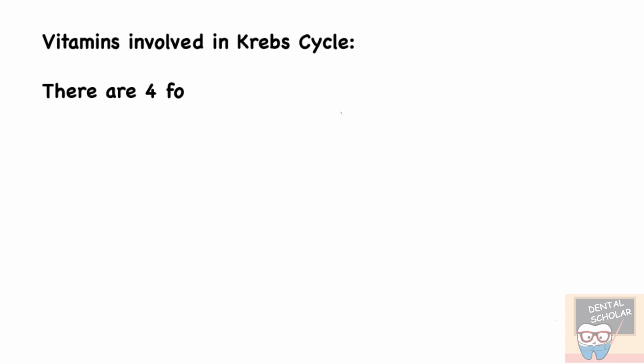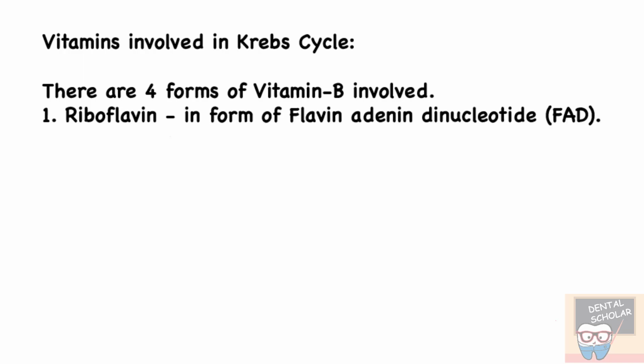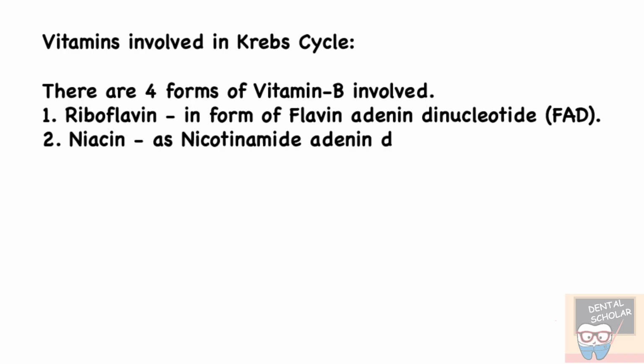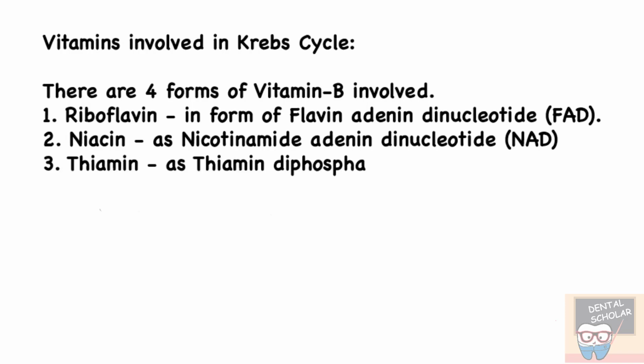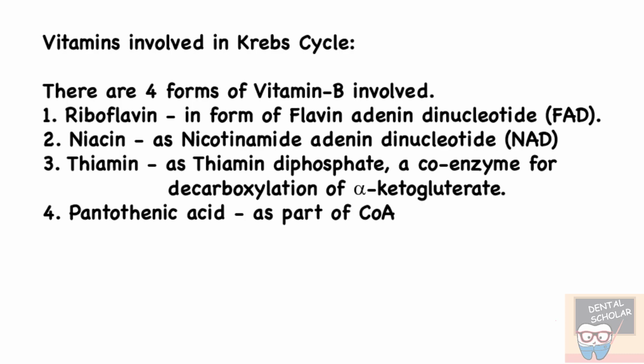There are 4 forms of vitamin B involved. First one is riboflavin in the form of flavin adenine dinucleotide, that is FAD. Next, niacin as nicotinamide adenine dinucleotide, that is NAD. Third, thiamine as thiamine diphosphate, which is used as a coenzyme for decarboxylation of alpha ketoglutarate. And fourth one is pantothenic acid, which is used as a part of coenzyme A.